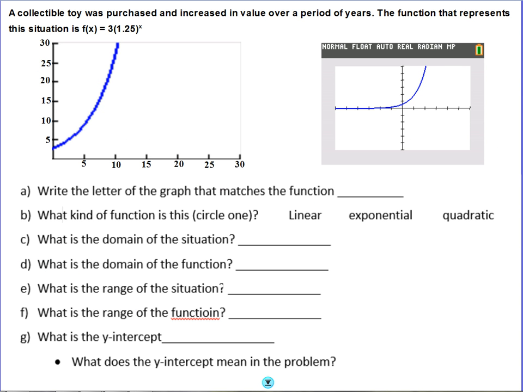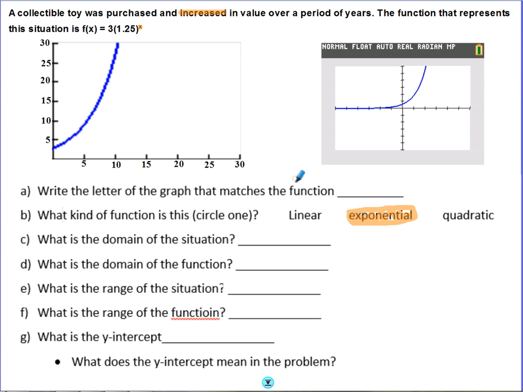Moving on to a different problem. We have a collectible toy that was purchased and it increased in value. That's an important keyword over a period of years. The function that represents this situation is f of x equals 3 times 1.25 to the x power. Anything to the x power is exponential. X power, exponential.